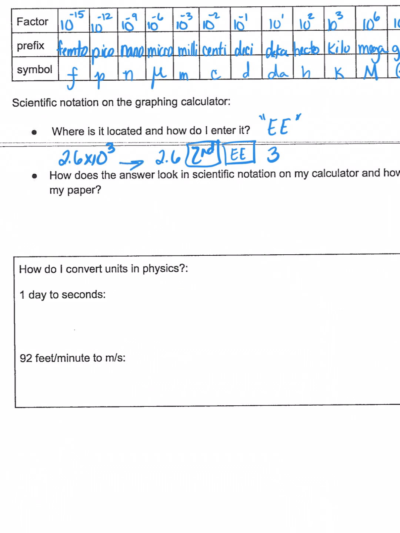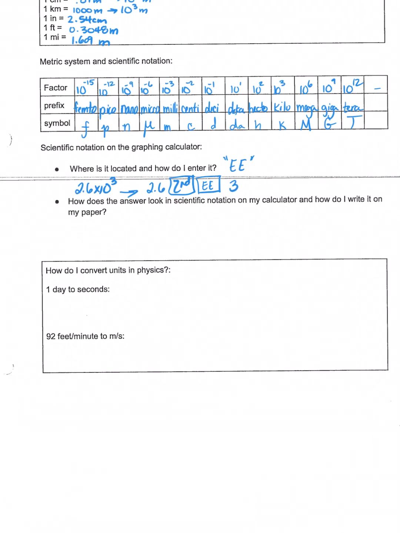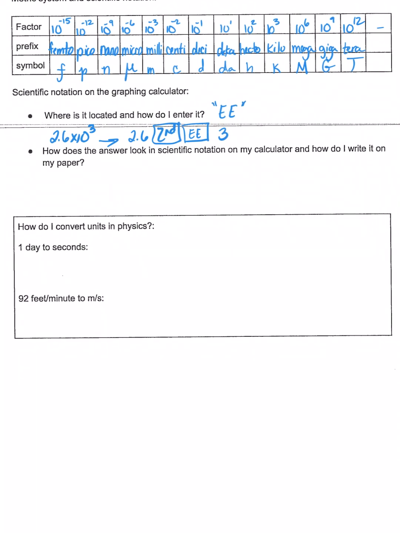And that will give me 2.6 times 10 to the 3rd. Now it's not going to do an X because X is a variable. So how does it look in scientific notation on your calculator, and then how do you write it on your paper?